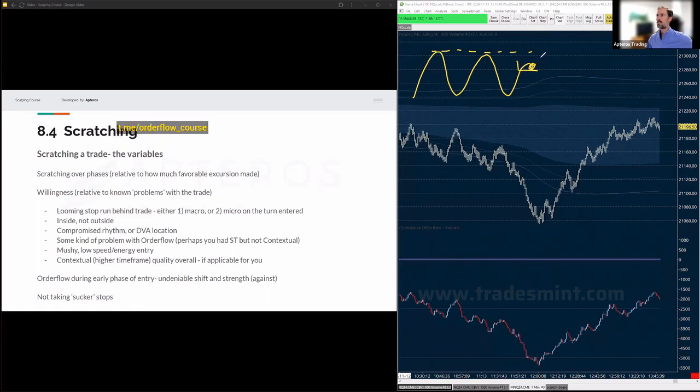What about if we zoomed into the turn itself? Here's the rotation coming up in terms of bars, and it does something like this. And we're getting short on this turn. Guess what? This is vulnerable, right? All those highs there. It's not a great turn, right? It's a potential stop run area on a micro basis. So either one of those things, inside, not outside, which we also covered here.